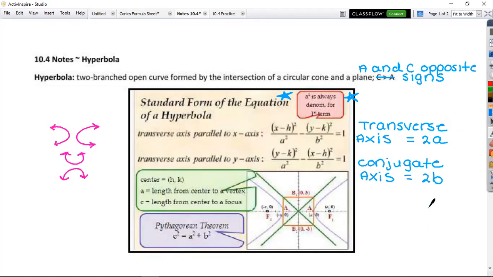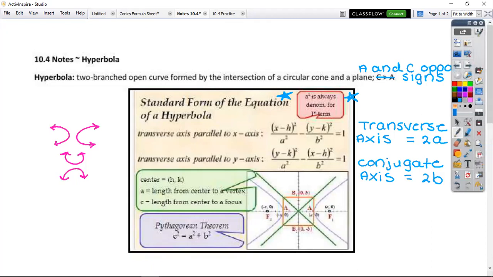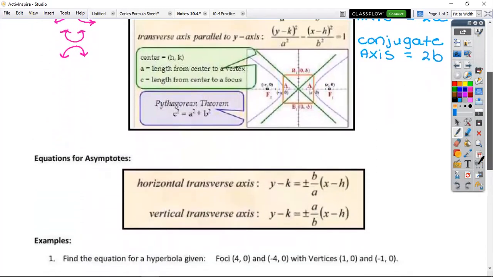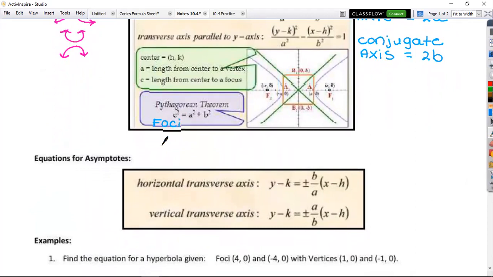Everything else is pretty much the same. So you have your distance of A, center to the vertex, and C is still going to be your length from your center to your focus. So that's the same. Obviously, you're only going to have the 2 vertices instead of the 4 for this one. And then C is different. So when you go to find your foci, you're going to do C squared equals A squared plus B squared instead. Okay, so yesterday was minus, today's plus.